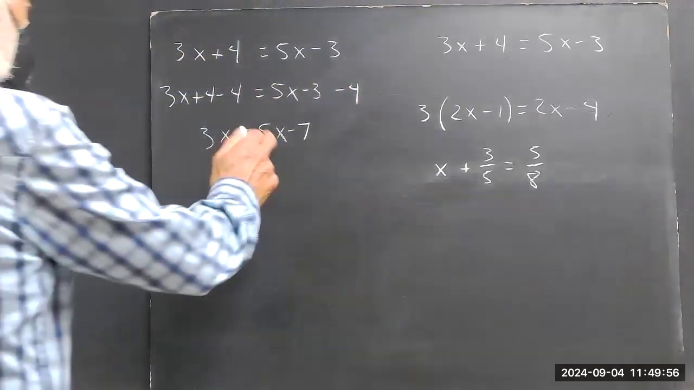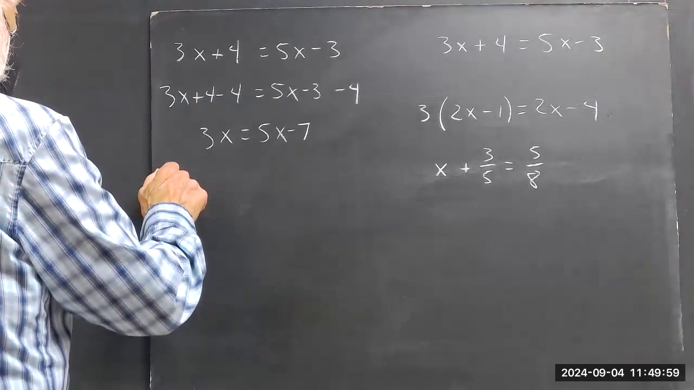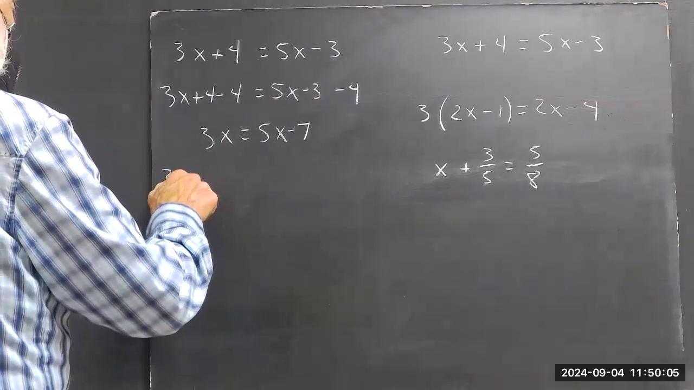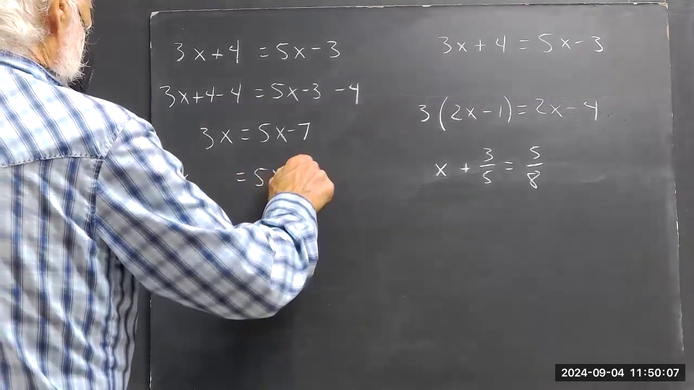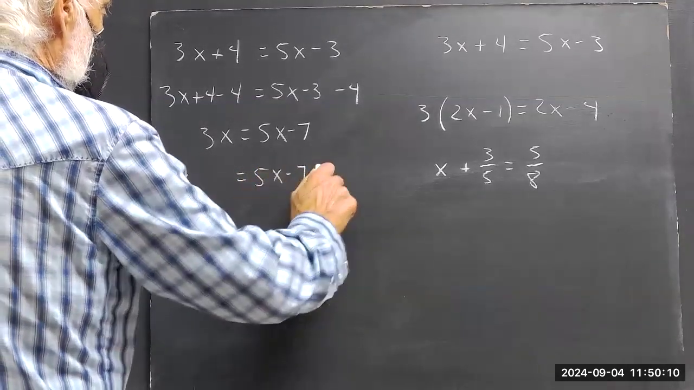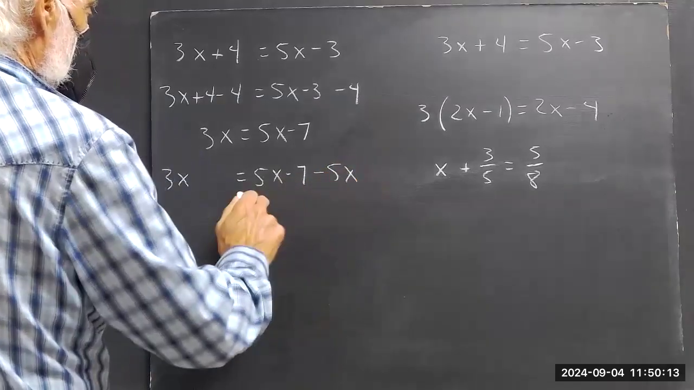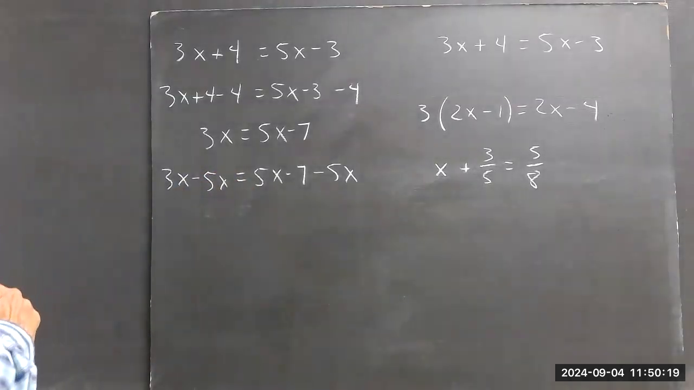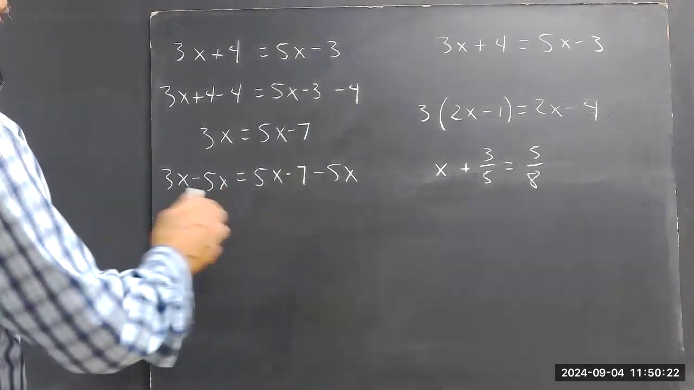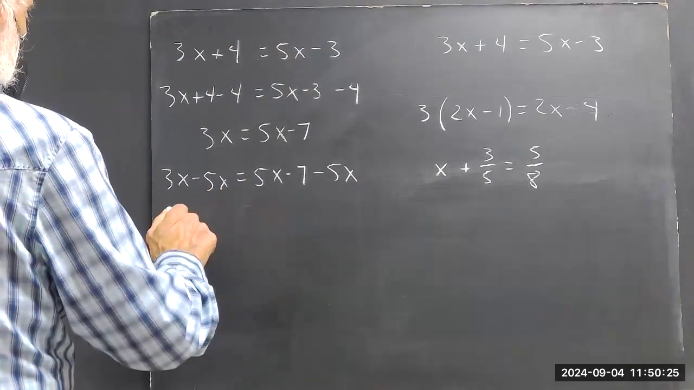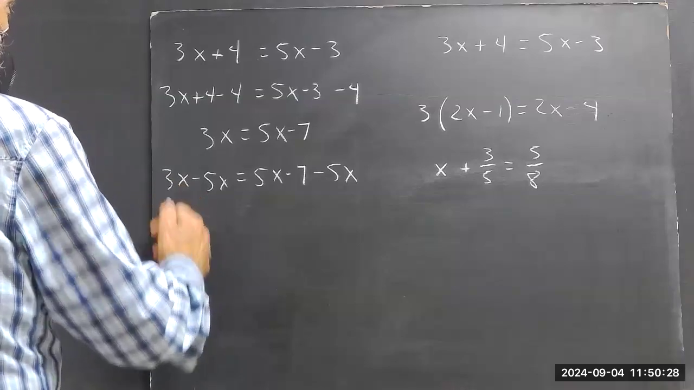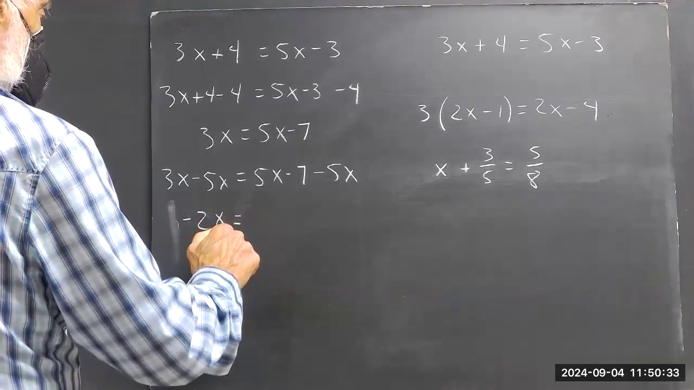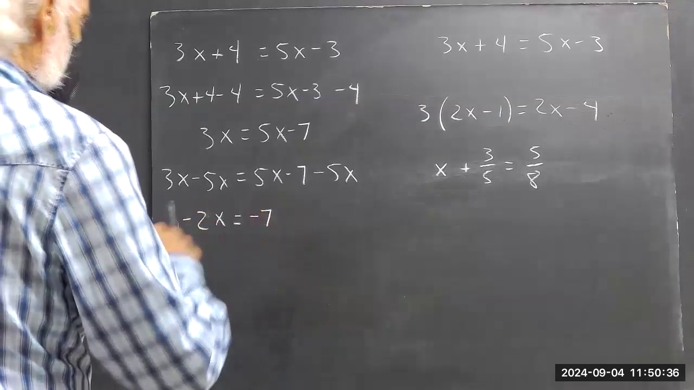So we're going to subtract the 5x from both sides. In other words, we don't want the 5x over here. Okay, so we want 3x over here, 5x minus 7 here. Now we're going to subtract 5x from this side. That'll get rid of the 5x over here. Then we subtract 5x from this side. We have what you see, 3x minus 5x, and 3x minus 5x is negative 2x equals negative 7.